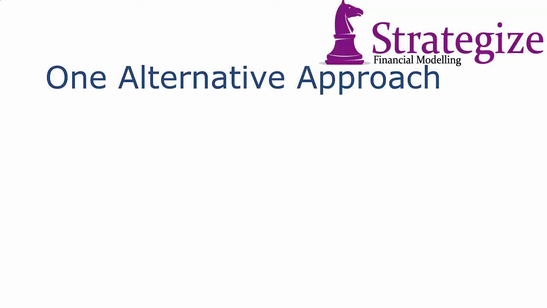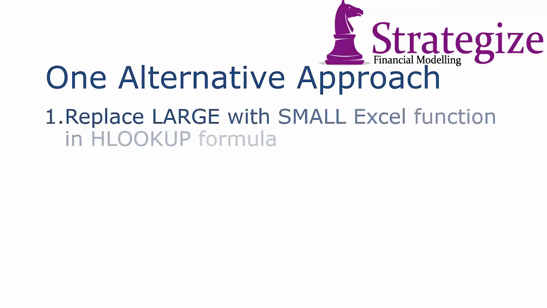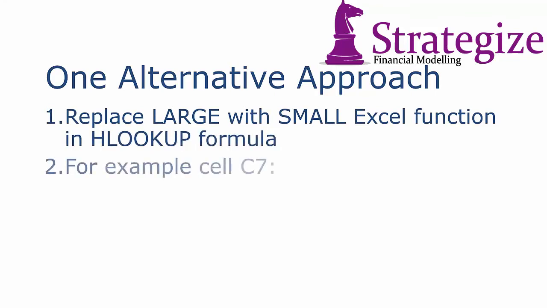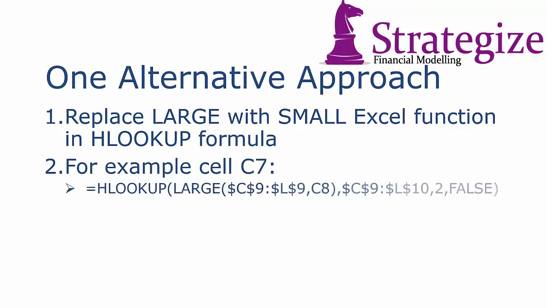There is one alternative to shuffling of columns of data. It involves changing the LARGE with the SMALL function inside the HLOOKUP function in the fourth step, as in the following formula in cell C7.